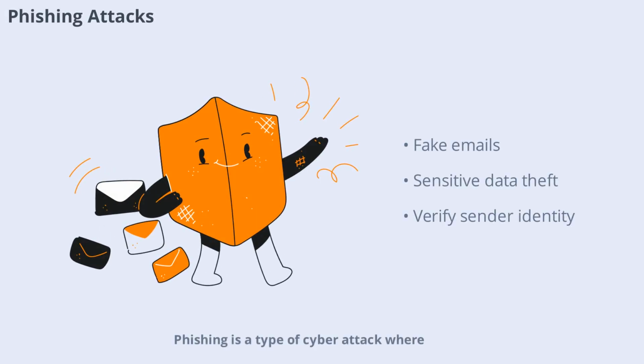Phishing is a type of cyber attack where criminals trick you into giving away sensitive information, like passwords or credit card numbers. They often use fake emails or websites that look legitimate. These messages might urge you to click a link or download an attachment. Always double-check the sender's address and never share personal information unless you're sure it's safe. Next, let's talk about ransomware and its impact.